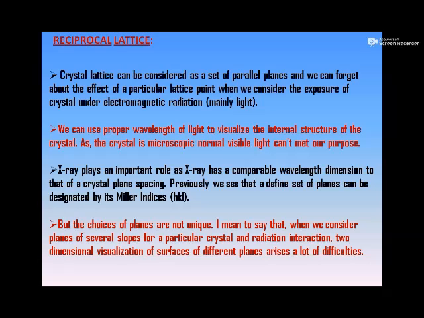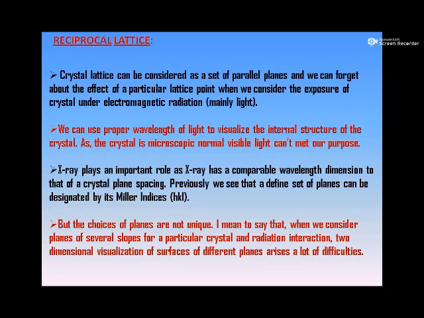So keeping in mind that we have to choose a certain wavelength, we can use X-ray, or neutron diffraction, or synchrotron radiation to get our desired result. X-ray definitely, if we use monochromatic X radiation, has a wavelength of approximately 1 to 2 Angstrom. So that particular wavelength is comparable with the dimension of the spacing between crystal planes, or I can say the lattice spacing.